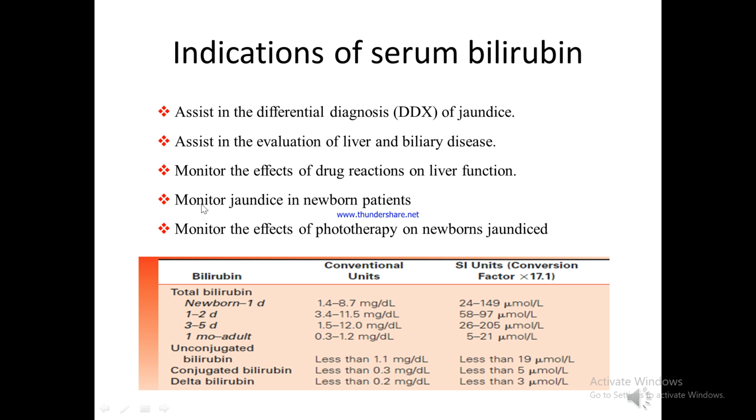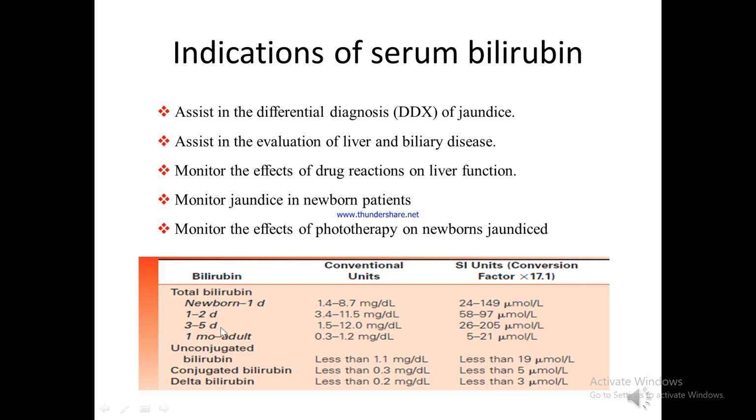Also, it's used to monitor jaundice in newborn patients and follow up the response to the phototherapy of these patients. In this table or this figure, we can see the normal range of bilirubin, milligram per deciliter and micromole per liter. Okay, the fractions 17.1.